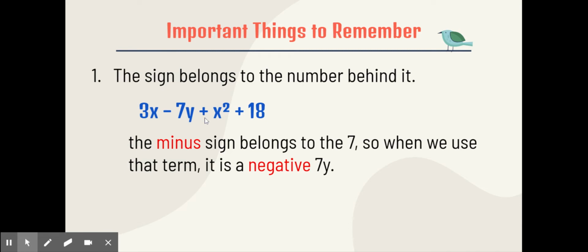The plus sign belongs to the x squared. So we know that it is a positive x squared. And this plus sign belongs to the 18. So we know that it is a positive 18. We should also know that 3x is a positive 3x simply because there's not a sign in front of it. And we understand that if we do not see a sign, it is considered to be a positive number.